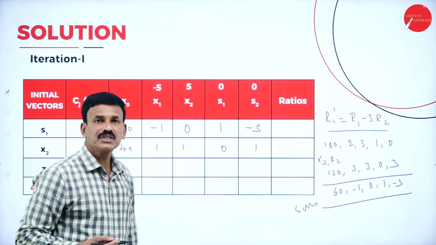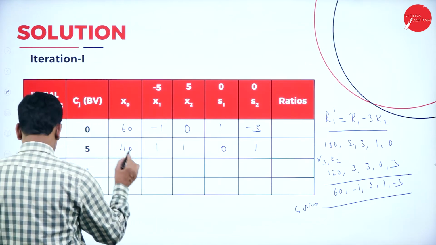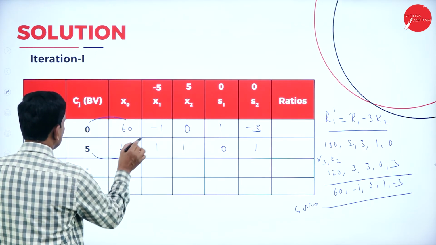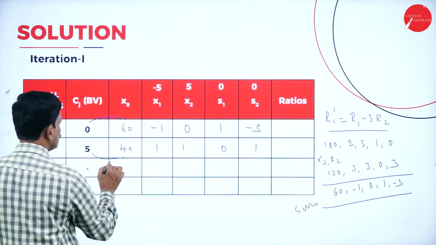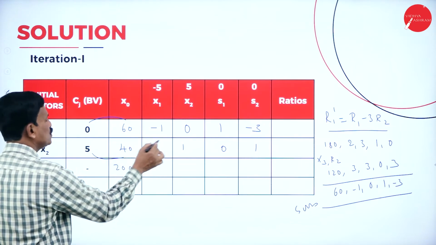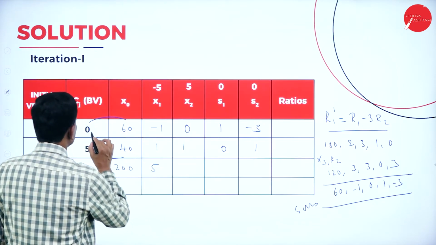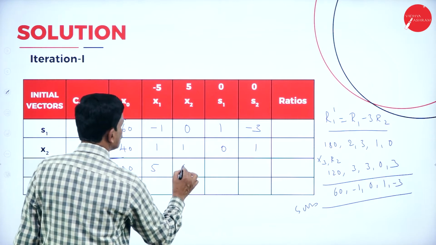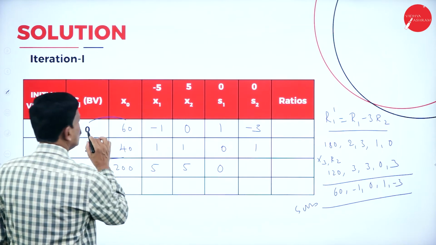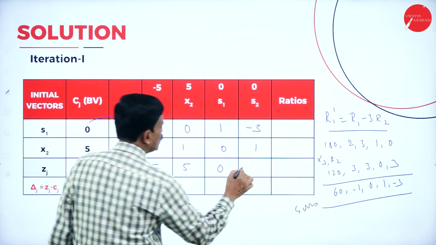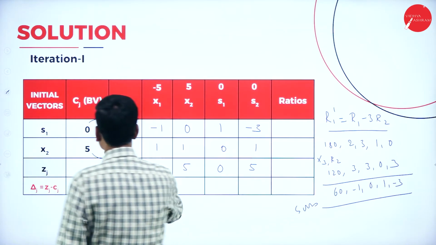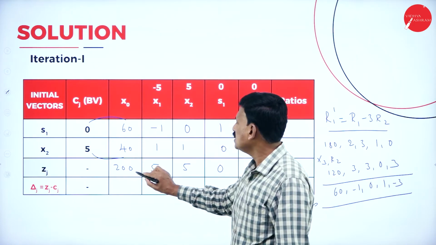Now let us find the values of delta j. Similarly, a similar procedure to find the delta values. So this is multiplied: 0 into 60 is 0, 5 into 40 is 200, again 0 into minus 1 is 0, 5 into 1 is 5, again 0 into 0, 5 into 1 is 5, again 0 into 1 is 0, 5 into 0 is 0, again 0 into 3 is 0, 5 into 1 is 5. These are the values of delta j. Just multiply this: 0 into 60 plus 5 into 40 is 200.